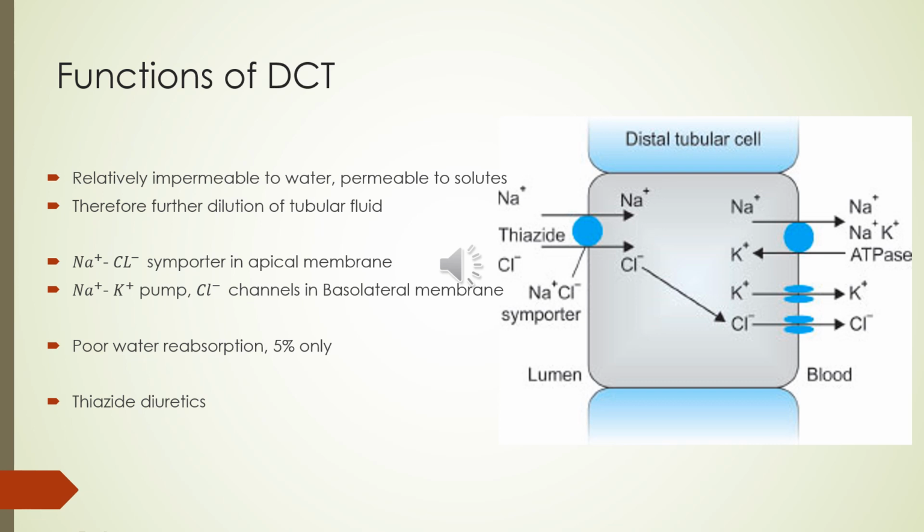So thiazide diuretics are diuretics like chlorothiazide. They act by inhibiting the sodium ion chloride ion cotransporter in the early part of the DCT. So what happens is that the sodium ions and chloride ions will not be reabsorbed, and the osmolality of the tubular fluid will be increased, which results in elevated excretion of water.